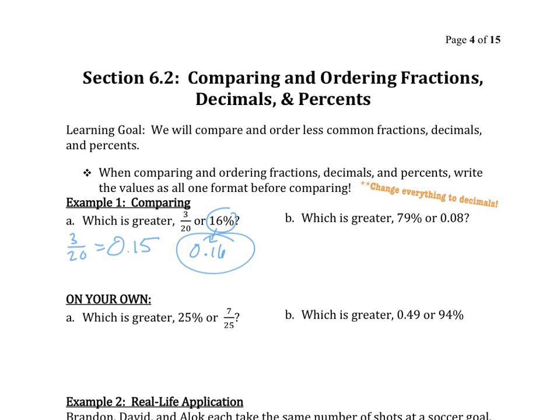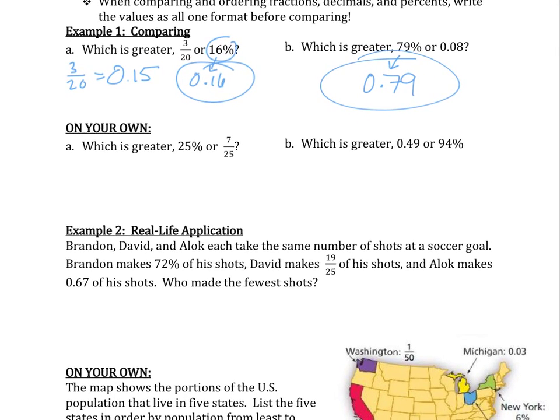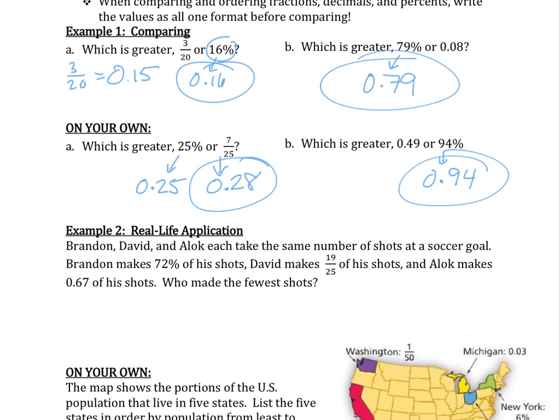Now, for example 2, when you're comparing a percent and a decimal, this one you could honestly go either way. I'm just going to change the 79% into a decimal. So I know that 79% is the same as 0.79, again, by just moving that decimal point. So if I'm comparing 0.79 to 0.08, I automatically know that the 0.79 is greater. Again, it's completely your choice. You can deal with fractions if you really want to, but I would advise against it. Okay, so go ahead and try these 2, and then we'll move on to the next 2 examples. Okay, so hopefully you got that 7 over 25 was greater for letter A and that 94% was greater for B.